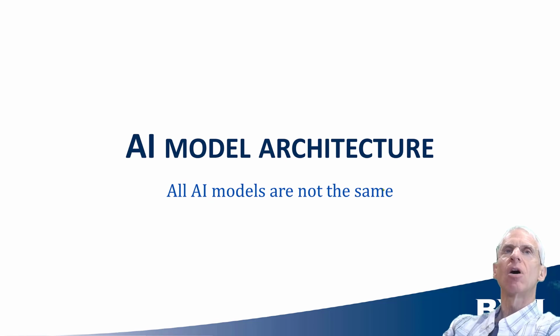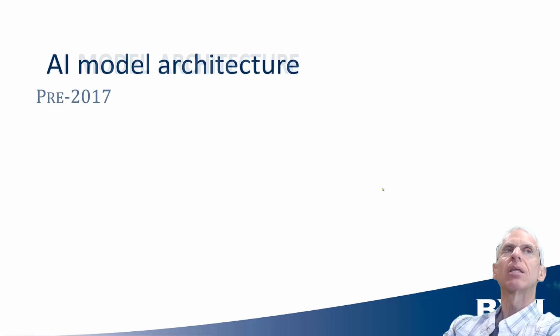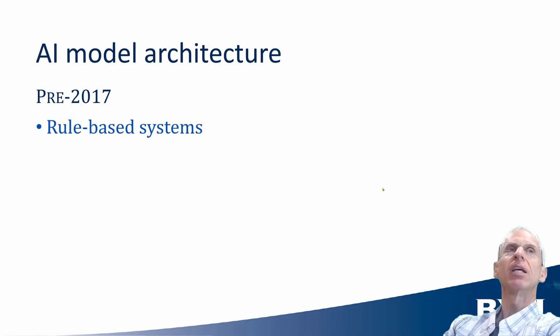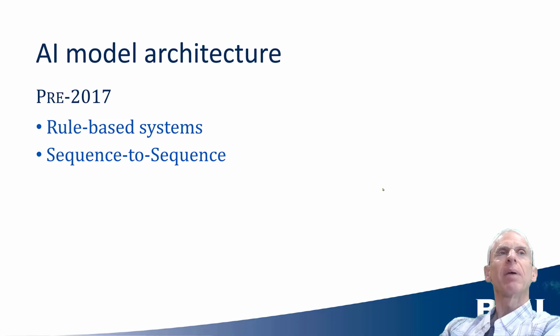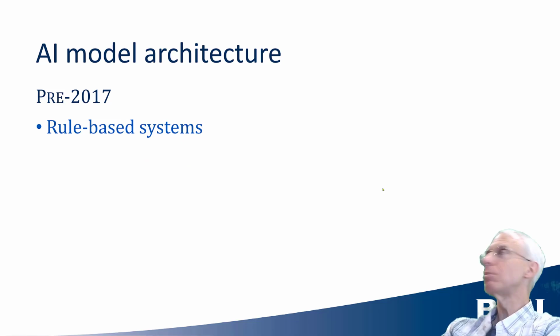Okay, so model architecture. Before 2017, the AI models were rule-based systems. They basically had rules like if this, then this. The programmers would develop these rules.